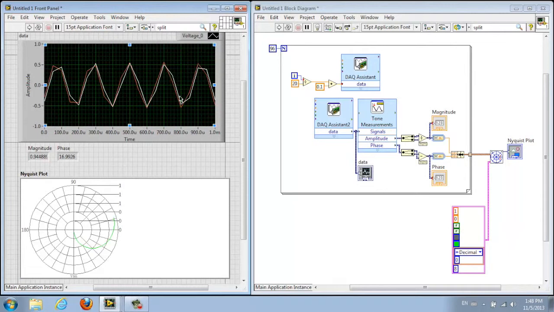Again, our Nyquist plot is flipped, which we know because high-pass filters have positive phase differences.